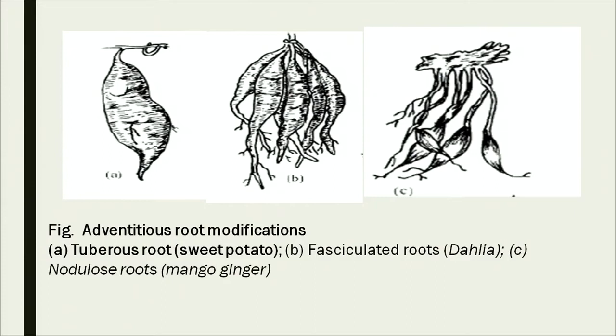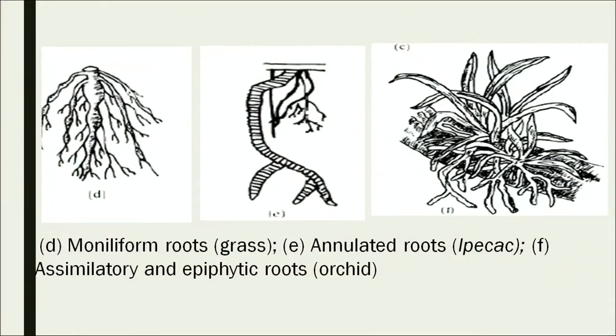And you can see certain pictures now where adventitious root modifications have been shown. So these are the examples A, B, C of tuberous roots, fasciculated roots and nodulous roots, right. So let's move ahead and see some more pictures of some other roots. This is the moniliform root, which is figure D, and annulated root, which is in ipecac, and assimilatory root or the epiphytic roots as found in some orchids.